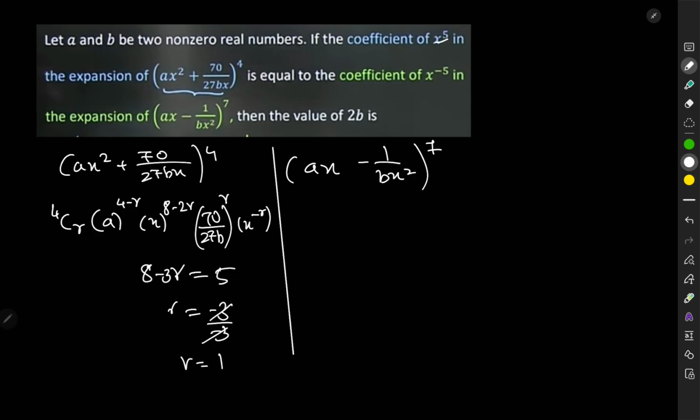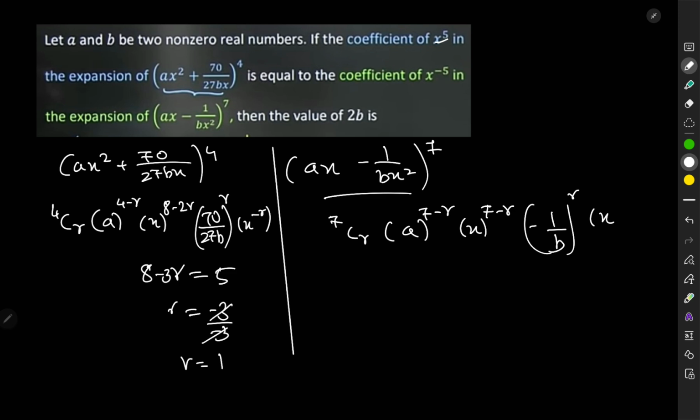So similarly do it here. Expand ax − 1/(bx^2): 7Cr a^(7−r) x^(7−r), times (−1/b)^r and x^(−2r). So the minus 2r will combine with the earlier power, and we get minus 3r. So 7 − 3r is equal to −5.